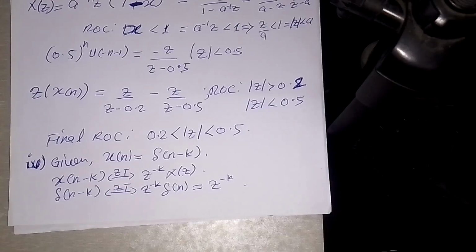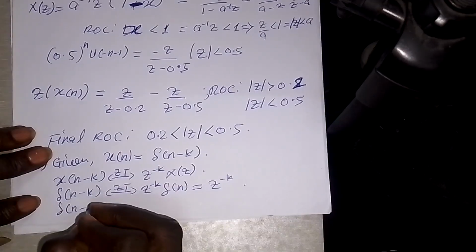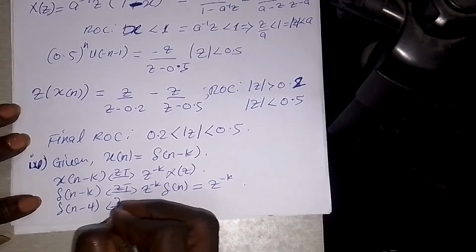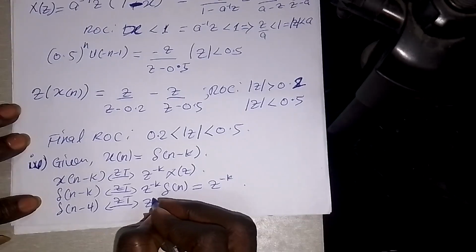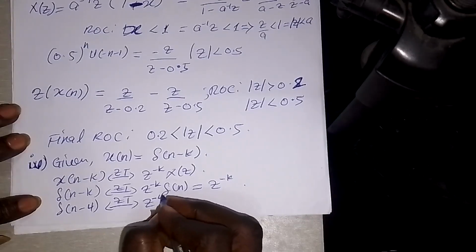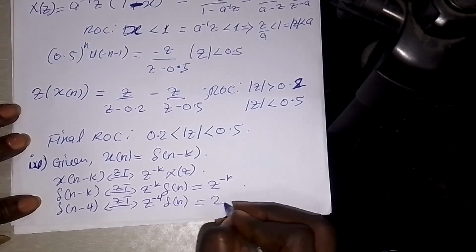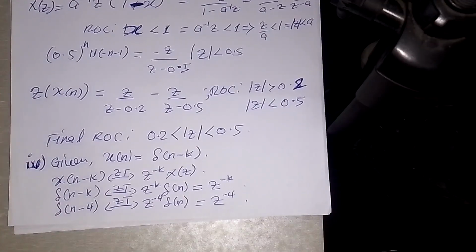But I am sure in the questions that we were given here, it was delta of n minus 4. In that case, the Z transform here is going to be z to the minus 4 into delta of n, which is equal to z to the minus 4. So basically, this is how you can solve this one. Let's go to the next question that we have.